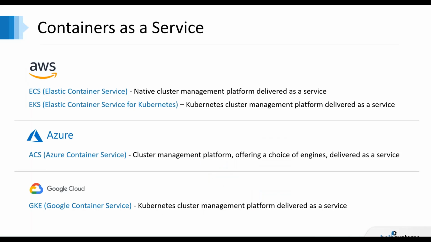Container frameworks or container services are available from all the public cloud providers as well. So AWS, Azure, Google Cloud, they all have out of the box either Kubernetes-based or native cluster management platforms that they deliver as a service. So you can certainly migrate your container-based workloads over to cloud without having to do any kind of reconfig or rewrite of your application.